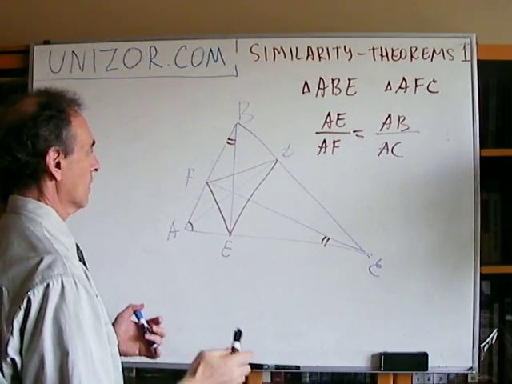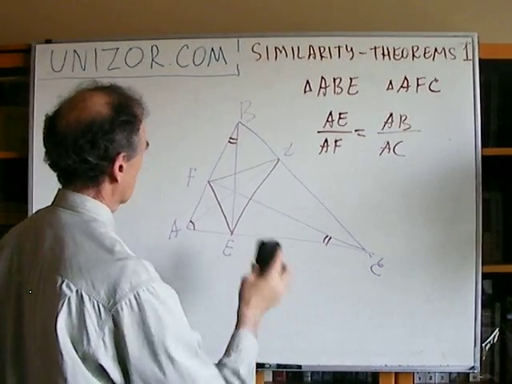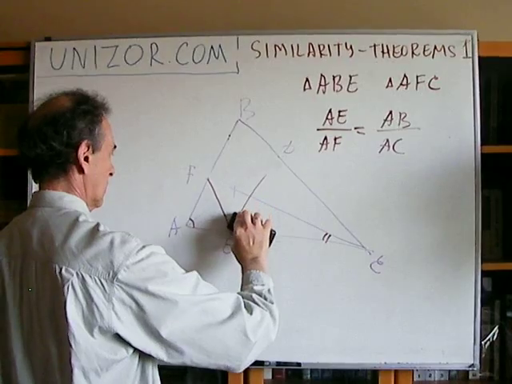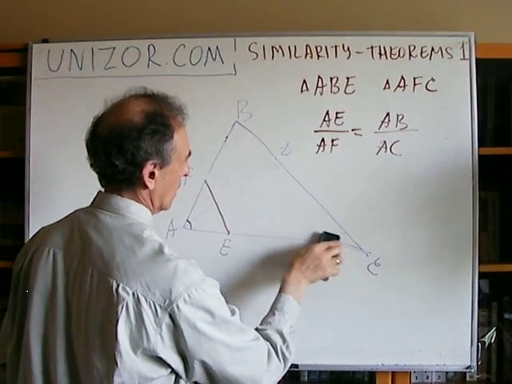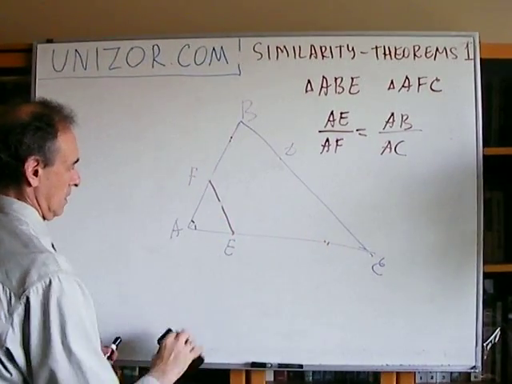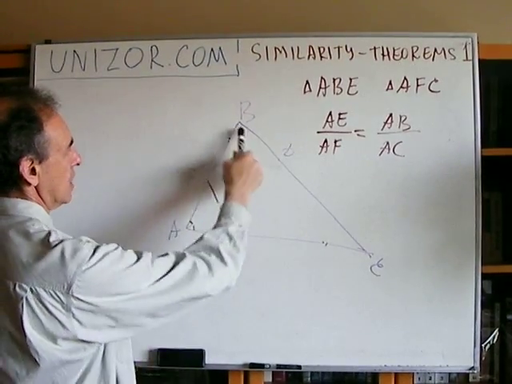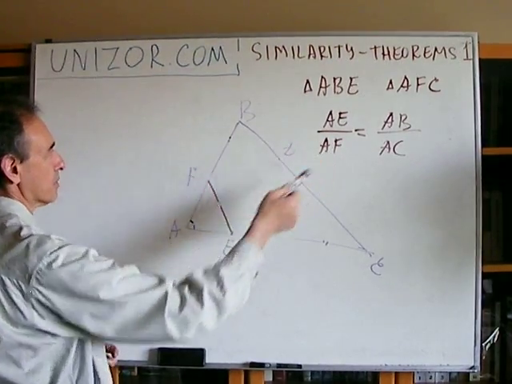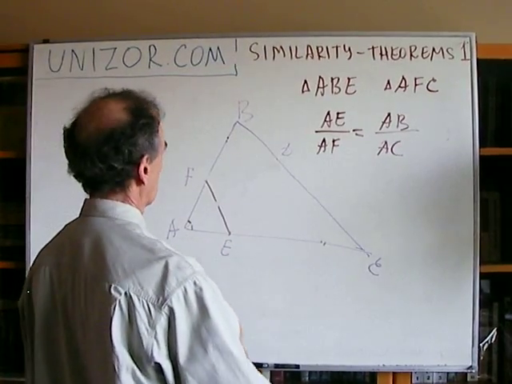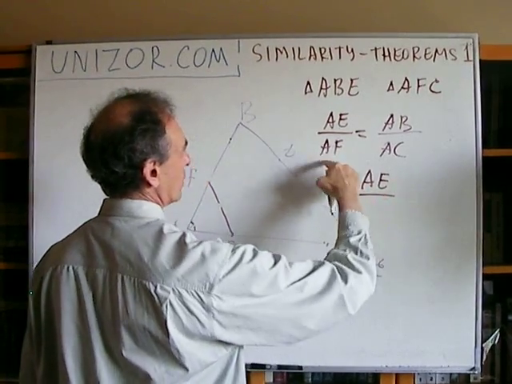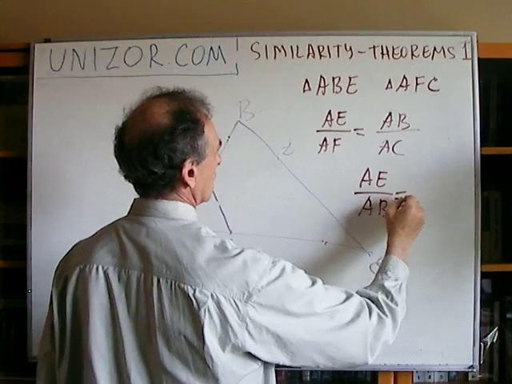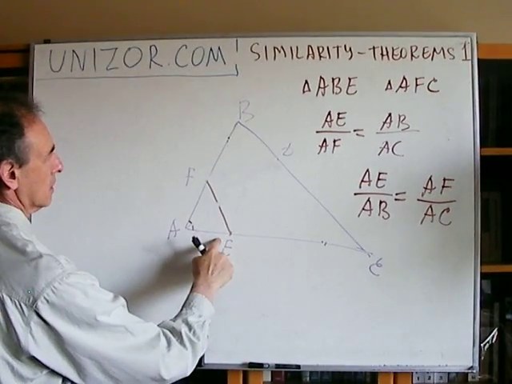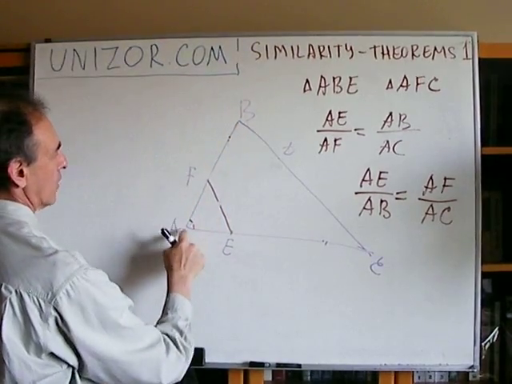Now let's consider this triangle. Let me just wipe out everything except one. So now let's consider AFE and ABC. Well, again, the angle is common. And now we have the proportionality of the sides. AE to AB, we can exchange these, right? AF to AC. So AE relative to AB is like AF relative to AC.